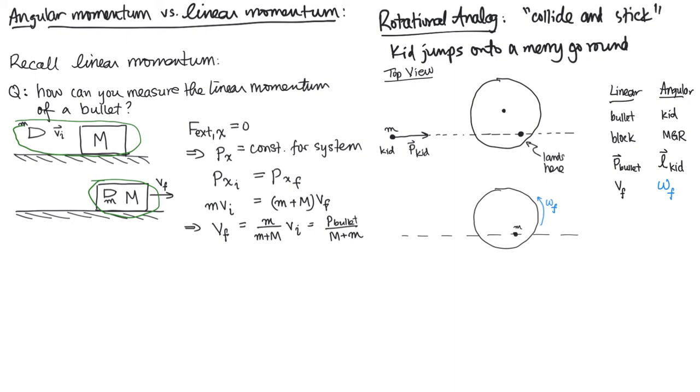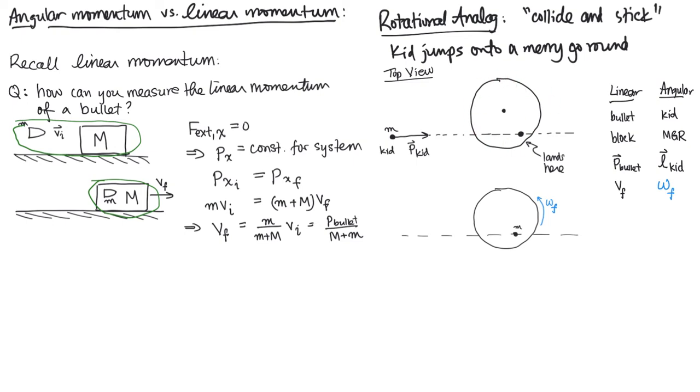What else? If the kid lands near the rim, that might create a different amount of rotation, a different magnitude of omega f, versus if the kid lands closer to the pivot. And also, if the kid is running faster, in other words, if the kid has a larger linear momentum, that could also create a larger angular velocity after the kid lands.